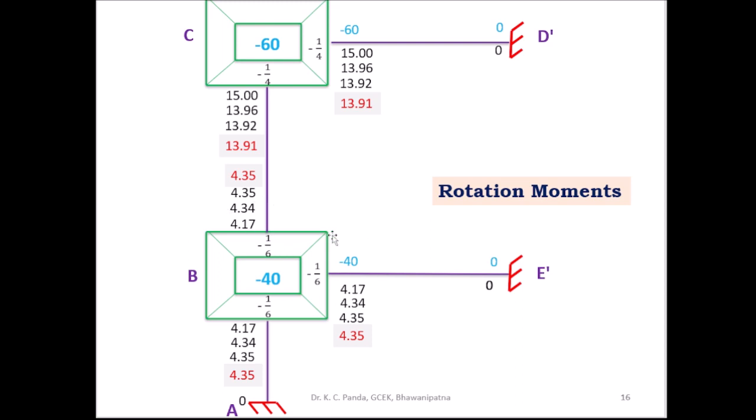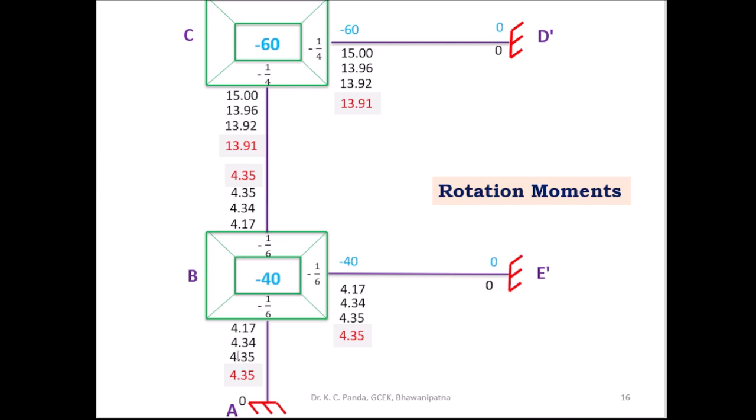Similarly, you can carry out the iteration process and find out the rotation moment in the third cycle. So in the third cycle, the rotation moment at the joint C, m dash CB is equal to 13.92 and m dash CD is equal to 13.92. Similarly, find out the rotation moment at joint B.